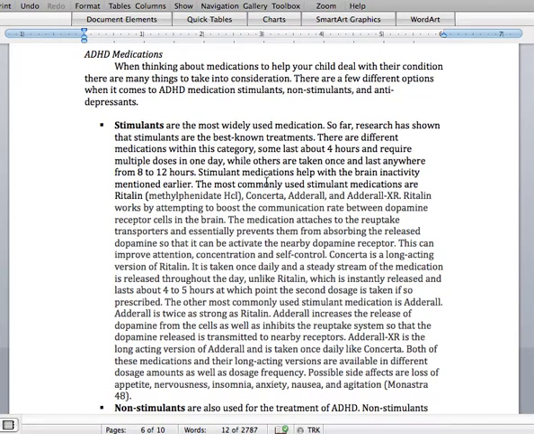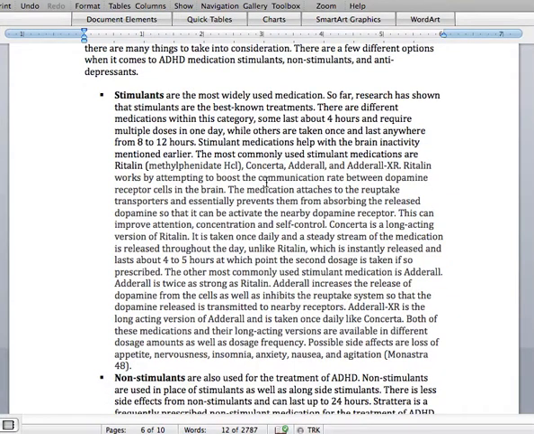Stimulants are the most widely known medications used for ADHD. There are different kinds within this. Some last about 4 hours and require multiple doses in one day, while others are taken just once and will last up to 12 hours. Stimulant medications help with brain inactivity.